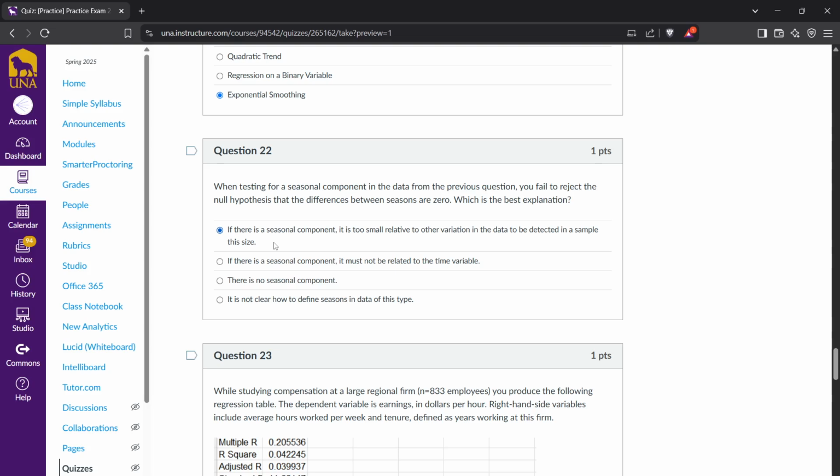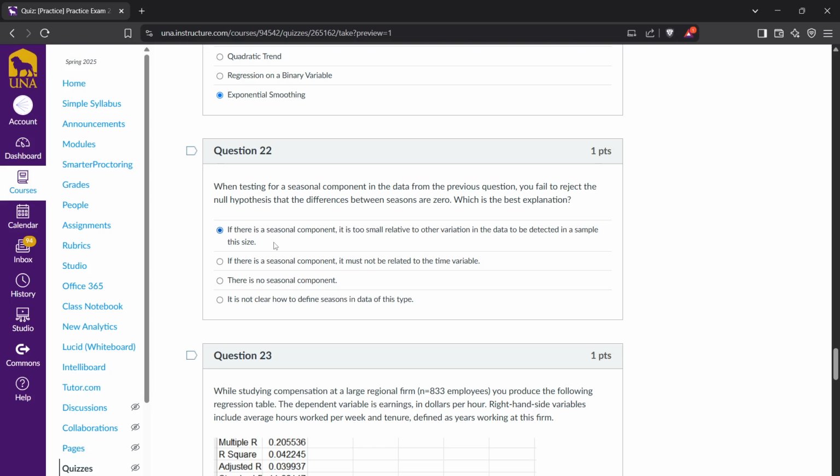Well, imagine that the seasonal effect is really, really small, and you have a small sample size, so you have large standard errors. If the true seasonal effect, let alone the seasonal effect that you estimate, is small and your standard errors are large relative to that, and you get a small t statistic, you're not going to find anything. So there may, in fact, be a seasonal component. It's just too small relative to the variation in the data to be detected in a sample this size.